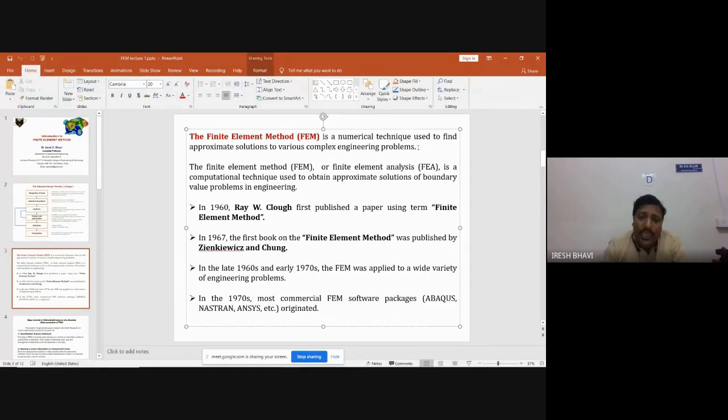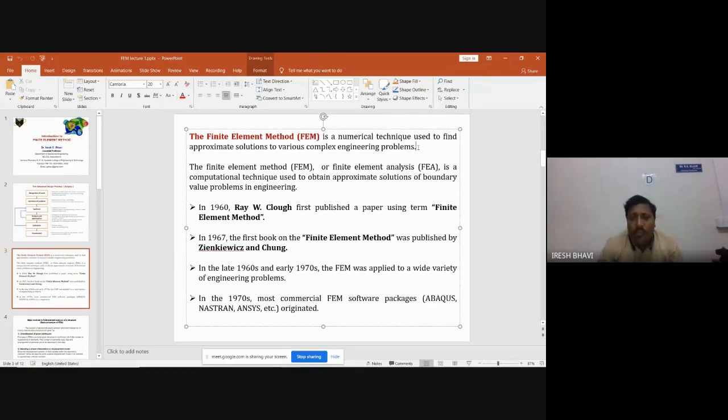It is a numerical technique, just similar to your Runge-Kutta method or Taylor series or your Newton-Raphson method. Numerical techniques are such that they are very easy to calculate, but they give only approximate results. They cannot give 100% accurate results. Whereas analytical methods, for example, your strength of material approach or your theory of elasticity approach, will give 100% accurate results. But the problem with that is that you cannot solve complex engineering problems.